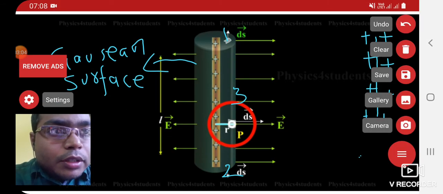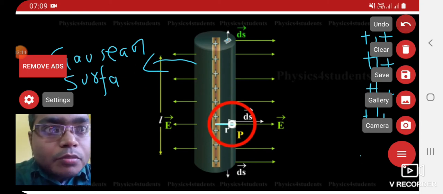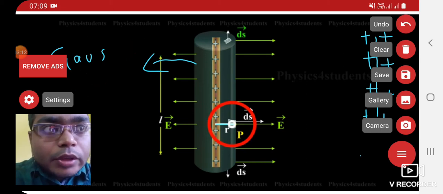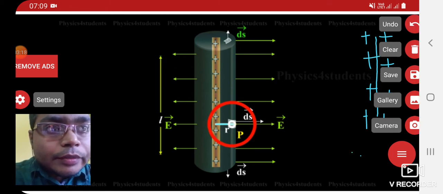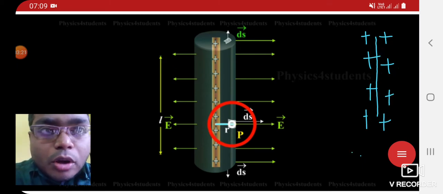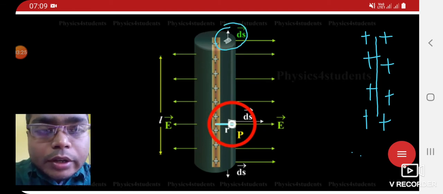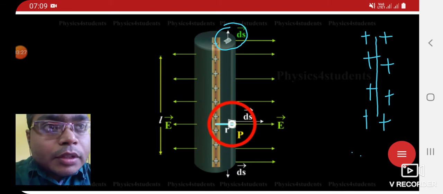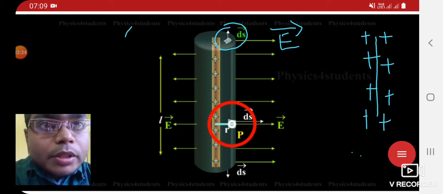Before calculating the electric flux, what do you have to do now? Can you tell me? The first step is to consider a very small elemental area, right? And we have to check the direction of the electric field vector and the area vector. Here you can see for the top surface, the direction of the area vector is perpendicular to the electric field, because if you see the diagram, this is the direction of the electric field and the area vector is perpendicular. That means what will be the angle? The angle will come out 90.